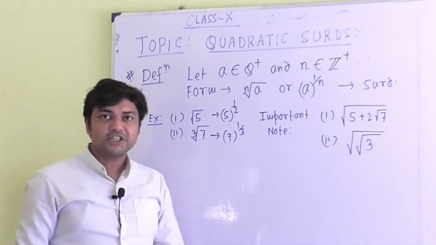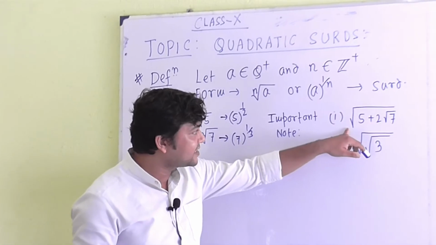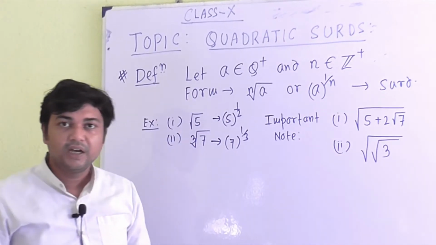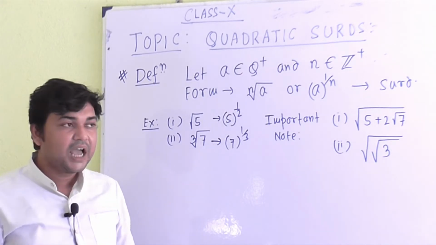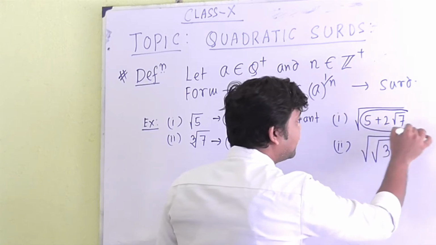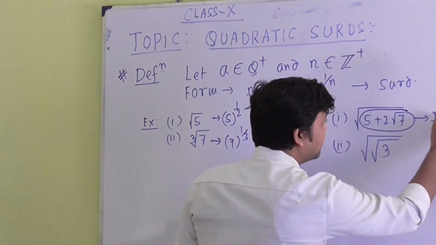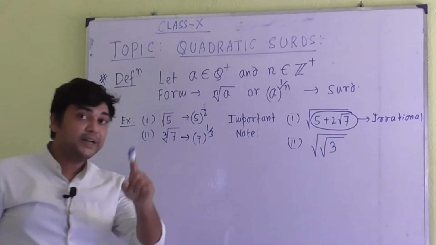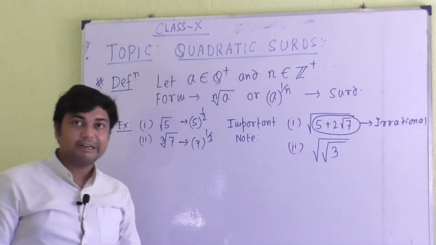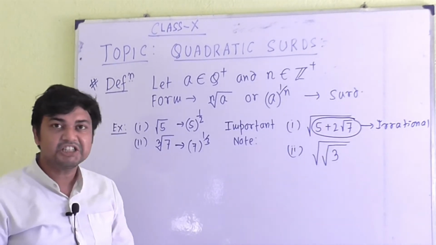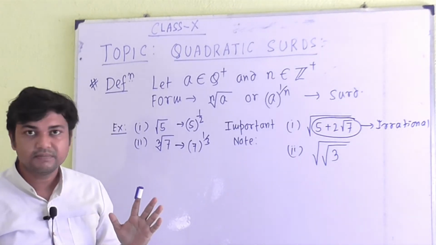Now one important discussion should be there. If we take a number such as square root of 5 plus 2 root 7, do you think it is a surd? No, it is not a surd, because inside the square root we find an irrational number. So what do we learn about surds? Inside the square root, if we find any irrational number, then it is not a surd.